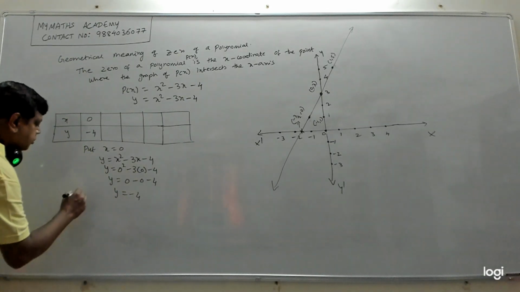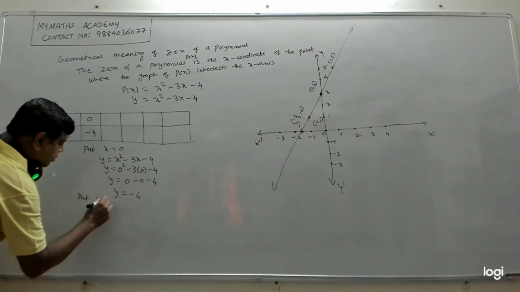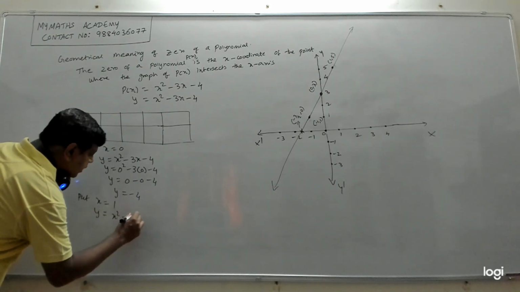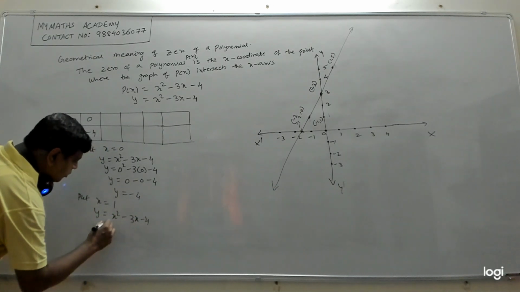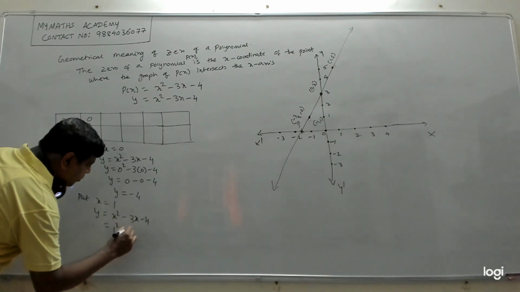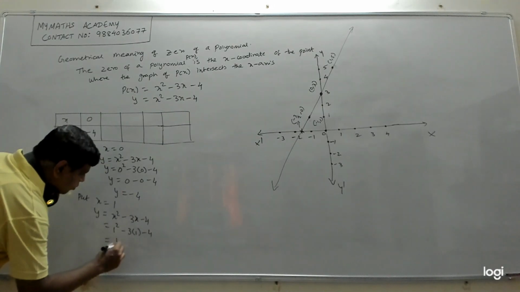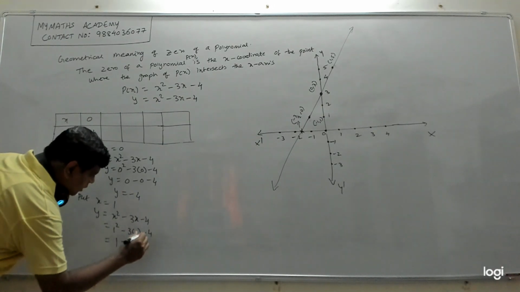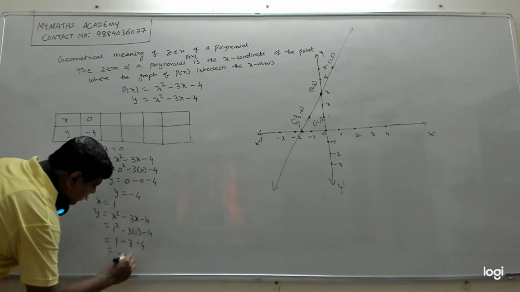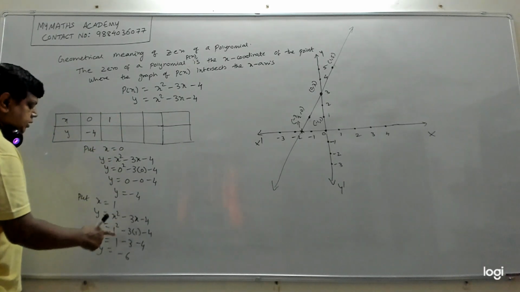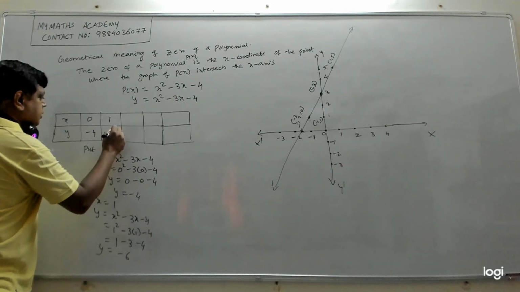Right? So similarly, let's put x is equal to 1. Then my y becomes x square minus 3x minus 4. So that becomes 1 square minus 3 into 1 minus 4. So 1 square is 1, 3 times 1 is 3, 1 minus 3 minus 4 is minus 6. So when I put x is equal to 1, I'm getting y equal to minus 6. So this is the second point.